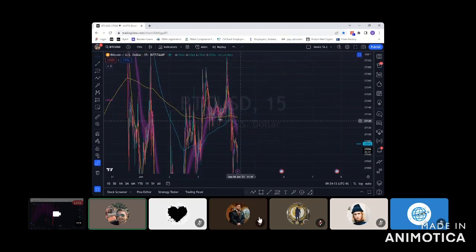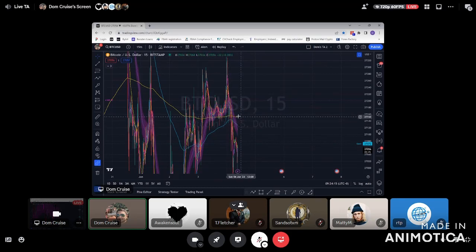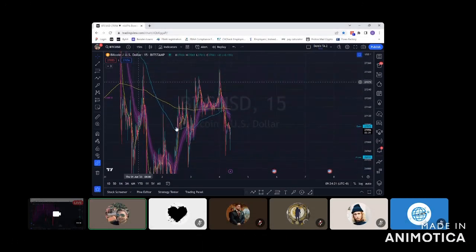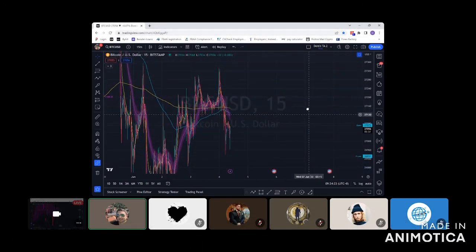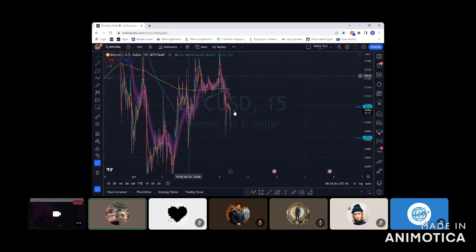And then once the 1 hour does the same, where the 200 goes over the 800, then I flip over to the 2 hour and I start going to the macro. So right now, I have no reason to look at the macro at all. I don't care about the macro anymore until these all flip up to the 1 hour.